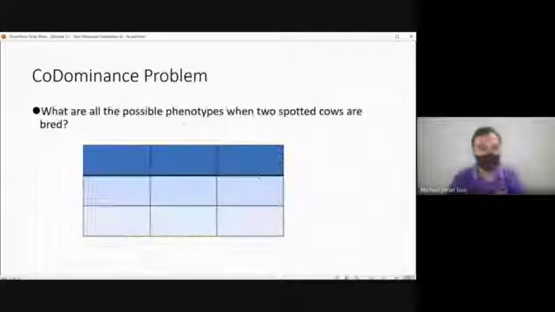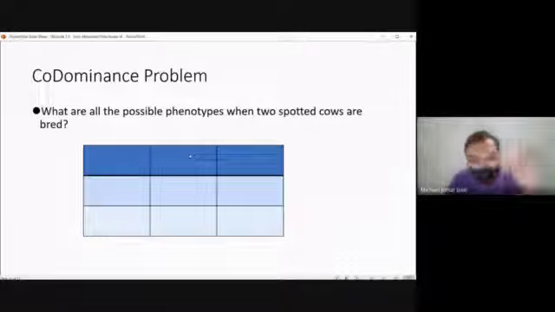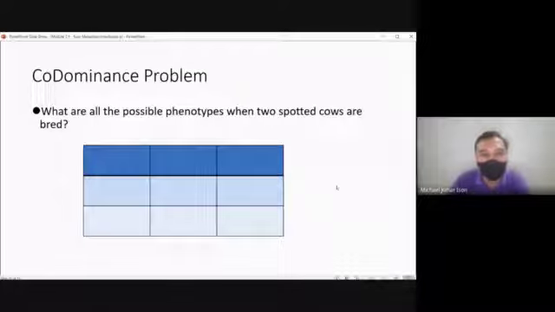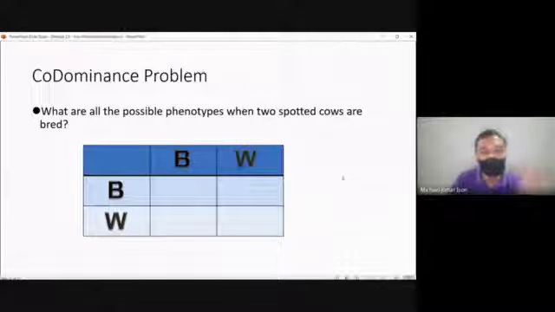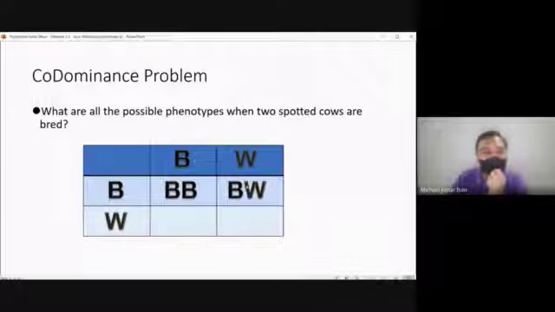Okay, what are all the possible phenotypes when two spotted cows are bred together? You're very familiar with this. If the spotted cow would be a heterozygote, so you have B and W, B and W. If you cross them together, you will have the following. For the first box, you have a BB. For the second box, you have a BW. For the third box, you have a BW. And for the fourth box, you have a WW.